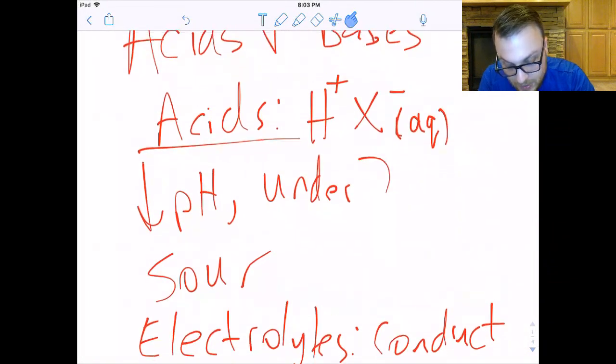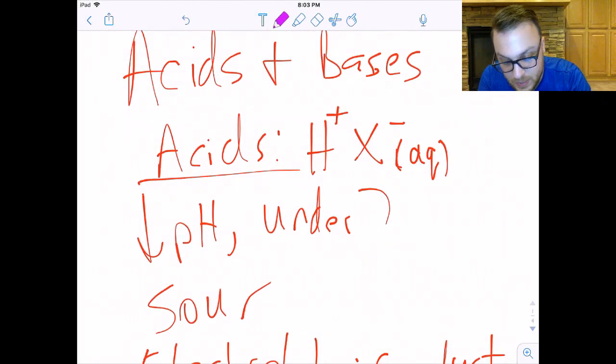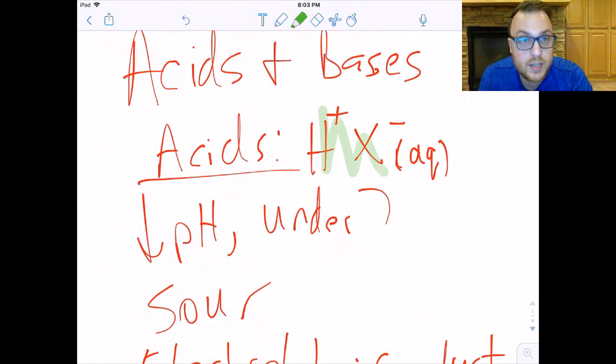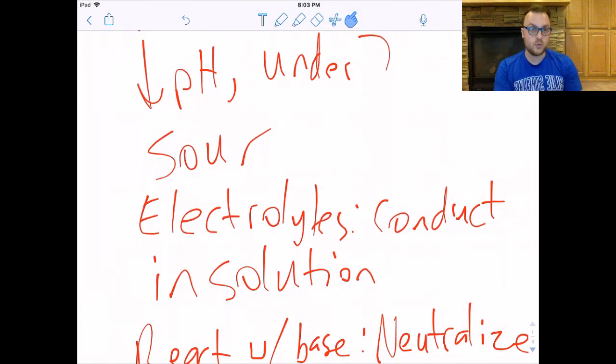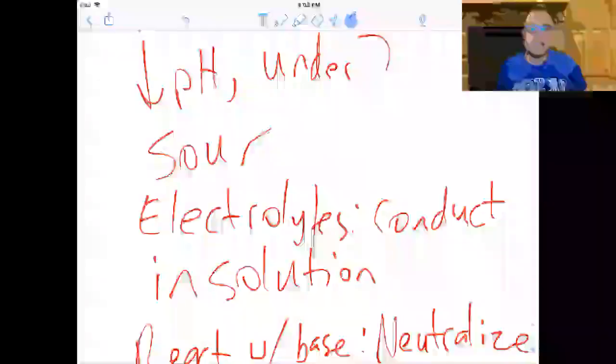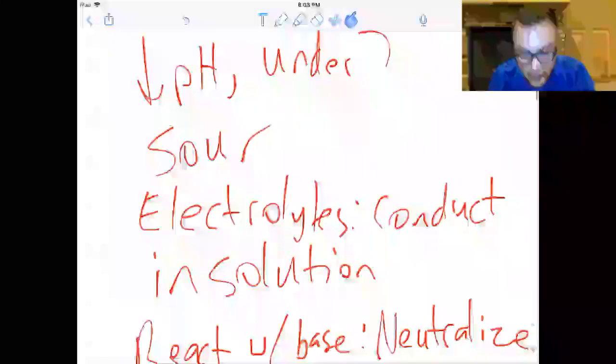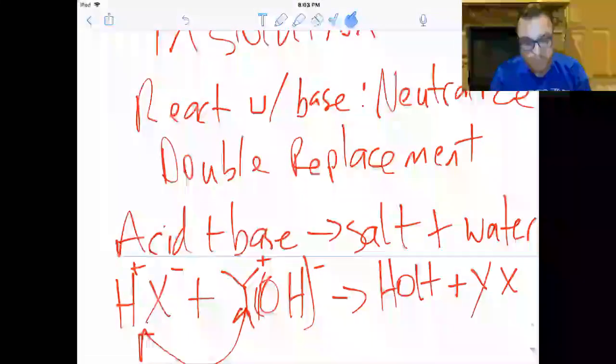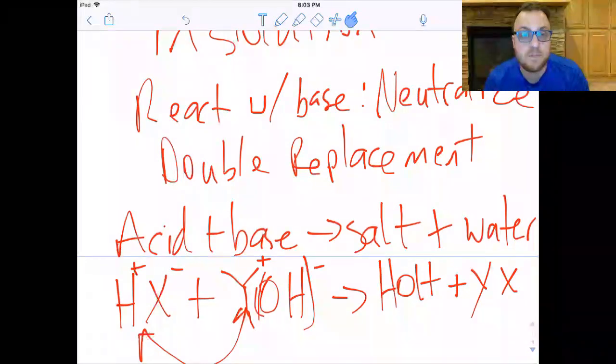pH under 7, generically speaking, they look like H+ with ion X. Whatever X is, could be from group 17, could be from Table E. As long as it's aqueous, it's an acid. They're sour in taste. They're considered electrolytes, so they conduct in solution. When you react them with the base, they will neutralize.